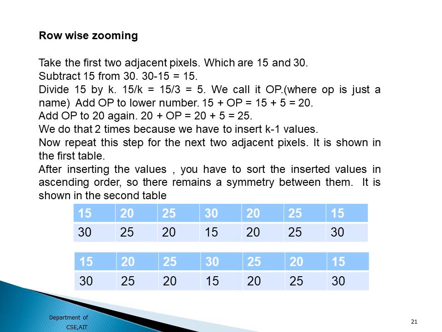First I am going to take my 2 adjacent pixels. Which are my 2 adjacent pixels? 15 and 30. I am going to find the difference between the smaller number and the bigger number, which will be equal to 15. This 15 is going to be divided by k, the zooming value, and I am going to get the value 5. This is called OP. This OP is added to the smaller number among 30 and 15, which is 15. So 15 plus 5 will be equal to 20. This 20 is added to the matrix here in between, after 15.